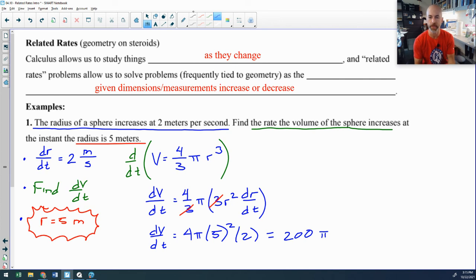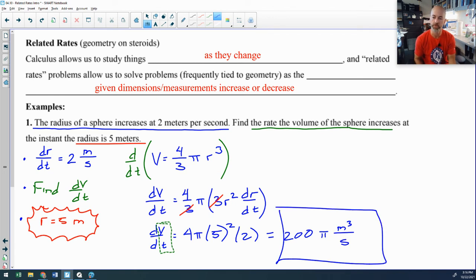And the way I do that is I simply think about what I found. I found a change in volume over a change in time. And so my numerator unit is going to be a unit for volume. That would be meters cubed. And my time unit is seconds. And there is your answer for this particular problem. The volume is changing at a rate of 200 pi meters cubed per second.